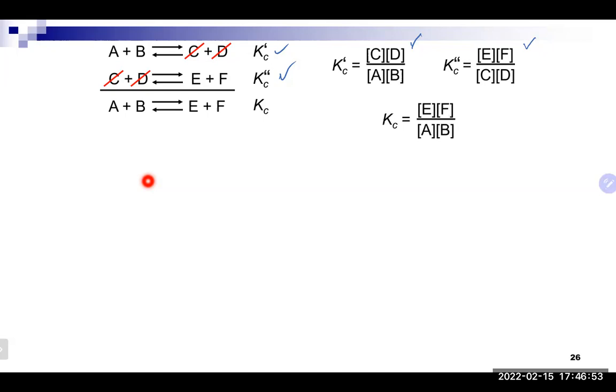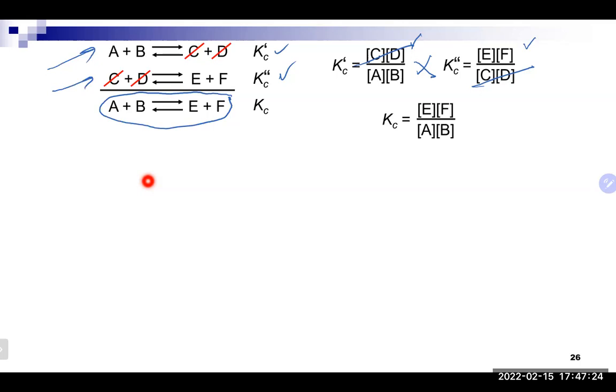So how do we get there? Well, we get there by multiplying. If we multiplied both of these K values together, C and D would cancel, right? And it would leave us E times F divided by A times B. So there are certain cases where you may have to manipulate an equation to figure out, I want to know what the K value for this one is, but I'm only given these two equations. And it may require you to add them together.